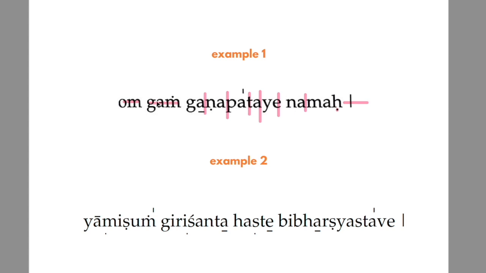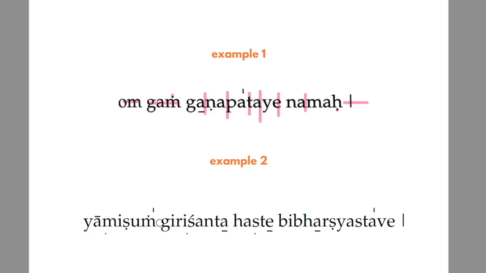But coming back to Gam, we have the Anuswar. So now we change it from G-A-M to G-A-N-G. Om Gang, Om Ganganapataye Namaha. So we have Om, Gam becomes Om Gang Ganapataye Namaha.